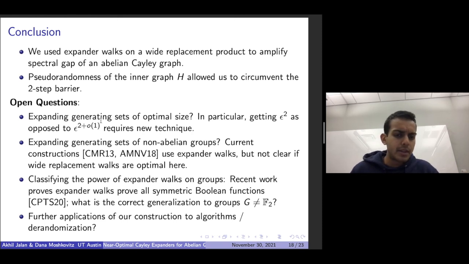There's some recent work on expander walks that fool Boolean functions besides characters. And so this work by Cohen, Perry, and Tashma actually proves that expander walks fool all symmetric Boolean functions. And we can ask what the correct generalization of this property is to Abelian groups. And finally, what are some additional applications of our construction? We list some in our paper, but there are undoubtedly many, many more because these objects that we're studying are so fundamental and so widely used that surely there have to be more than just the applications we've found.